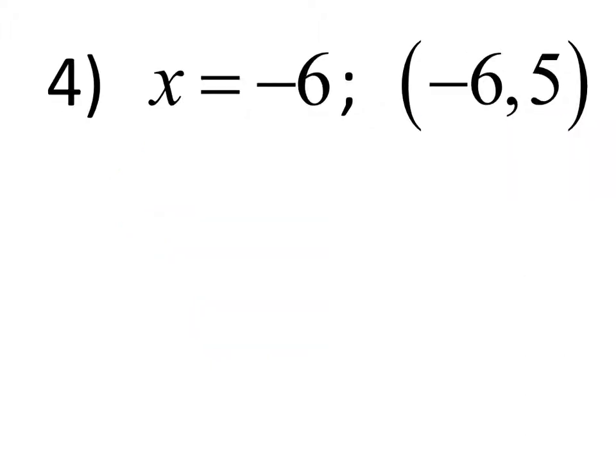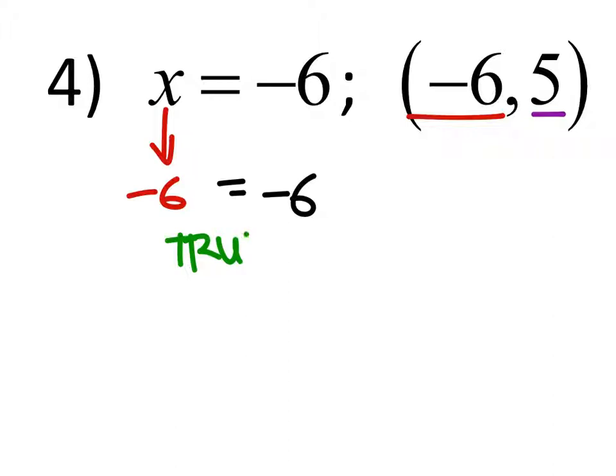Four here is a little tricky because they give us a y value there, right? This y value 5. But where am I replacing that 5? Well, there's no y in that equation. So really all I can do is replace the x and see if that's true. So I'm going to replace the x with the negative 6 that I have and see if this equals negative 6. Well, that's already true. So this one also is a solution.